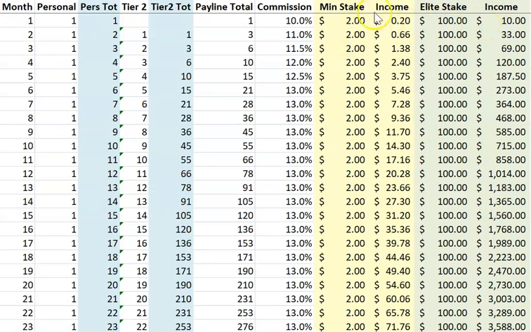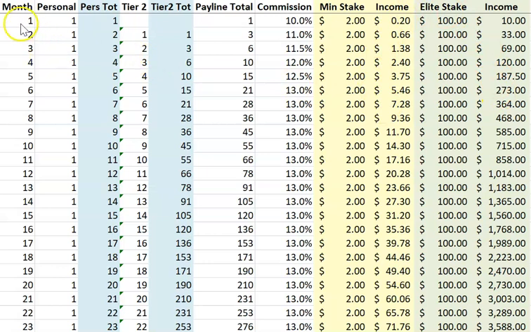Your actual income is likely to be closer to this green band because everybody wants to get here sooner or later. But there will be some people that are somewhere between $2 and $100 stake at every level. So it probably won't be as high as this, but it'll be very close to this rather than this.